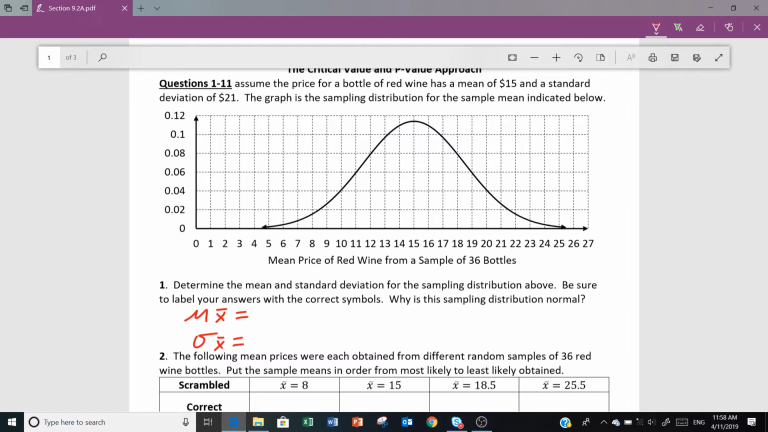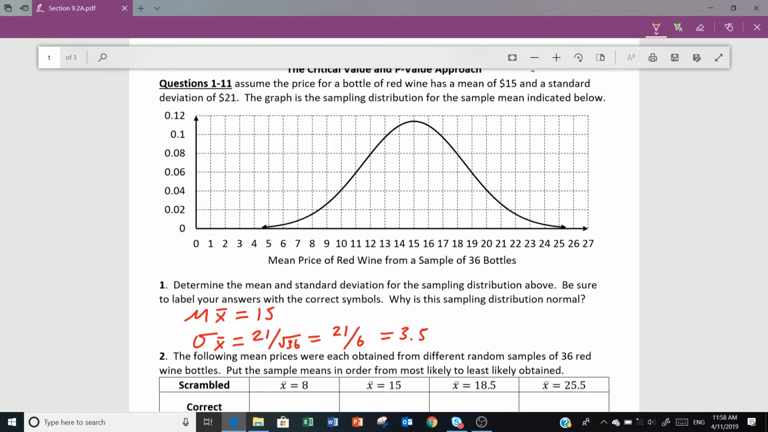What's the mean? 15. Is the standard deviation 21? No, you can divide it. Good. You have to divide the 21 by the square root of 36. That's 21 divided by 6, which last time you remembered is 3.5.